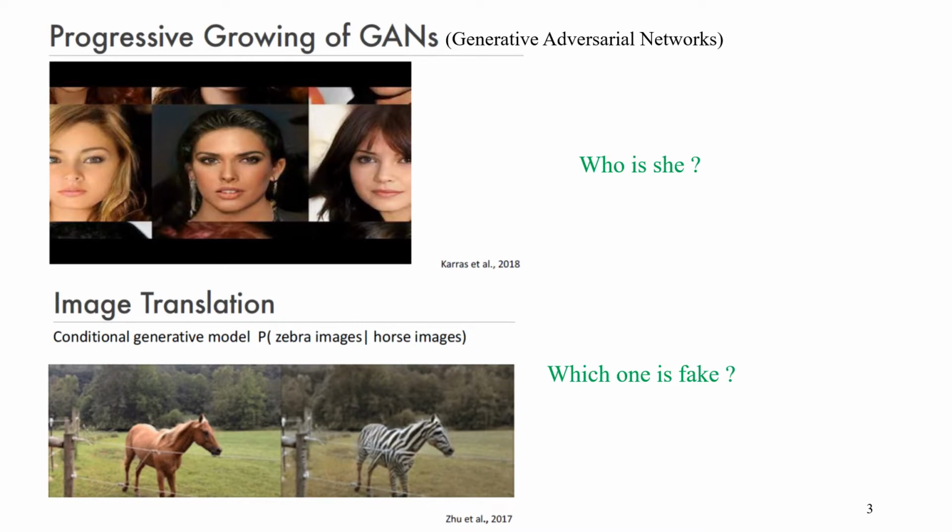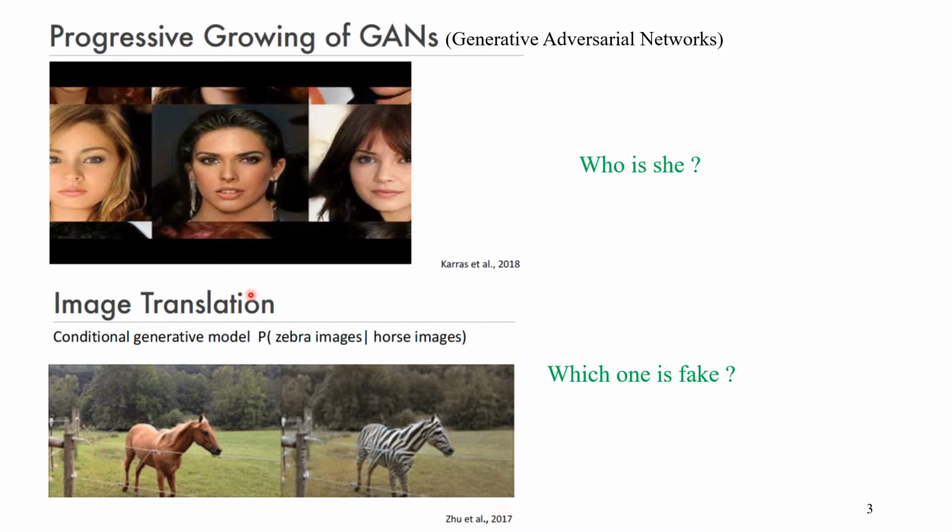So this shows some examples of generative learning. In particular, it's this example of a GAN network. If you look at the first one here, the GAN generates an image like this. So who is she? Who are these ladies? Actually, these are not real people. These are artificial or synthesized images.